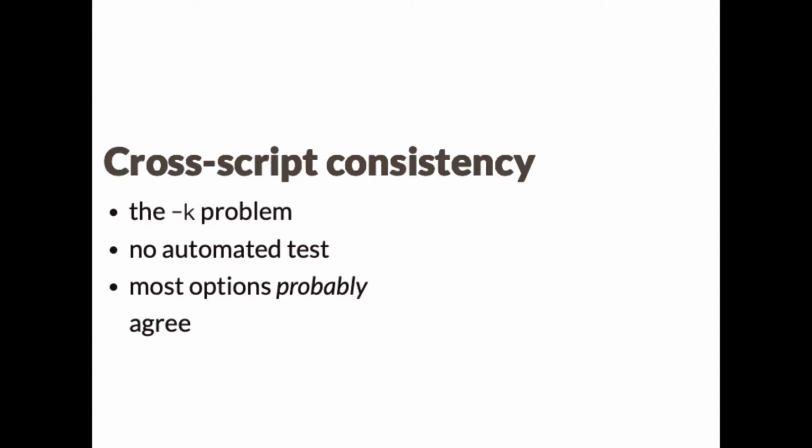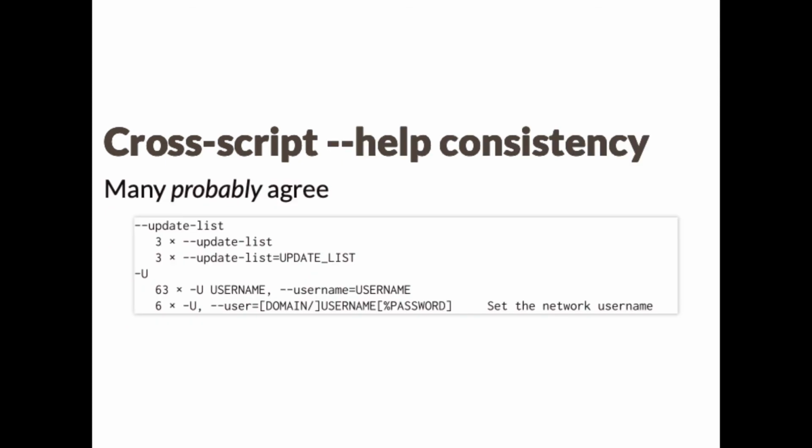So then I started thinking about cross-script consistency, which is going back to the -k Kerberos thing, which is hard to test automatically. But I thought if I looked at the help, I could kind of tell: if the --help says the same kind of thing, it might mean the same thing, which wouldn't actually work for the -k. So it's not a complete test.